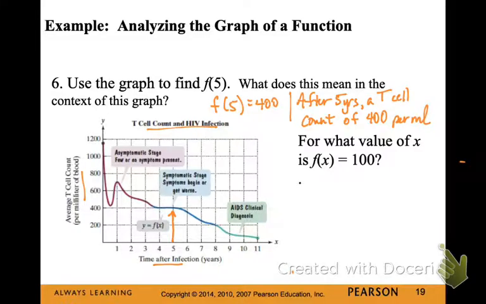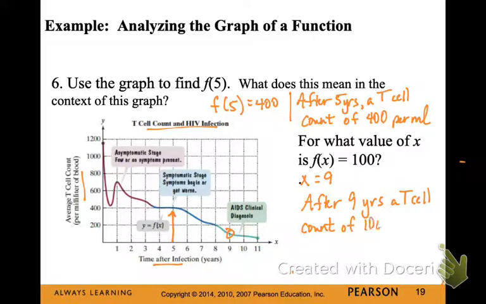Now we can look at outputs and find the inputs. So f of x equals 100. What value of x on this graph gives 100? I'm going to look on the curve and see where it's at 100, and it looks like about after 9 years you would have a T cell count of 100 per milliliter of blood.